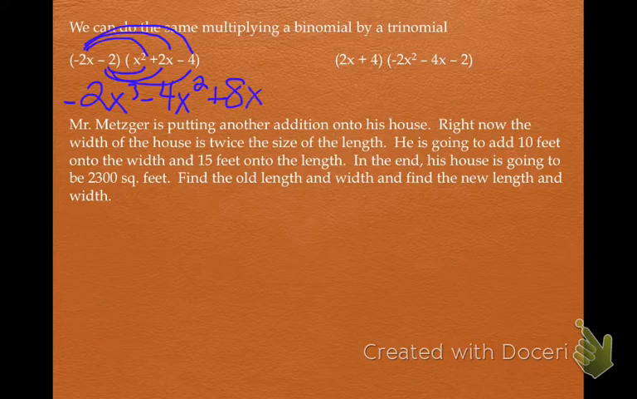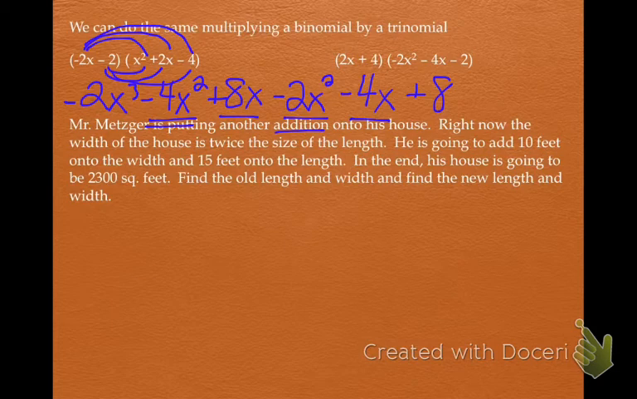Then I do negative 2 times x squared, so negative 2x squared. Negative 2 times positive 2x, I get negative 4x. Negative 2 times negative 4 gives me positive 8. Again, I'm going to have two different sets of like terms. I got 8x and negative 4x, and then I've got negative 4x squared and negative 2x squared. I'm going to go down here a little bit. So I still have my negative 2x to the third, and I still have my 8.